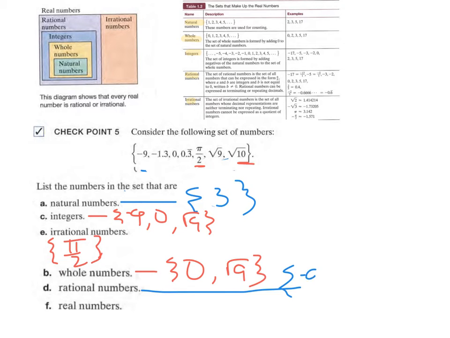So -9, -1.3, 0.3 repeating, radical 9, and radical 10. And since they're all real, it would be E and D put together.